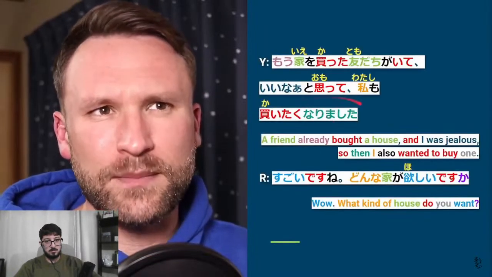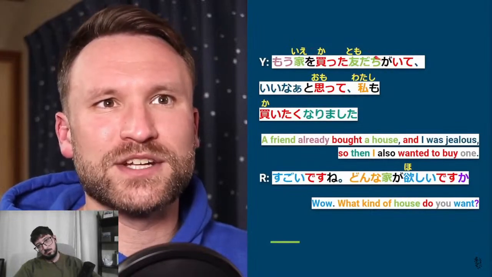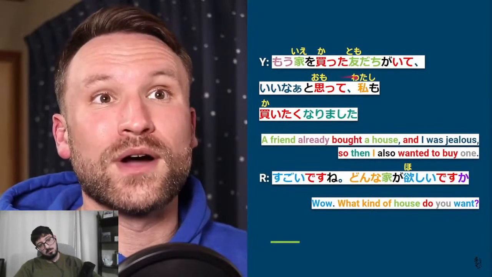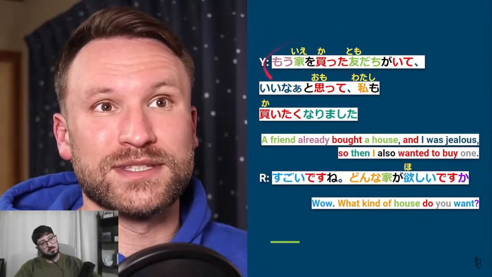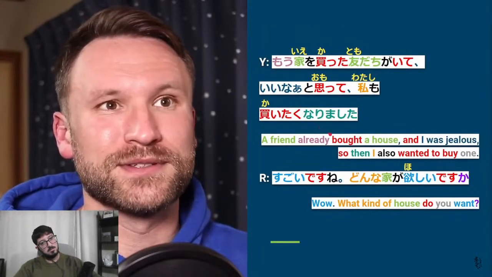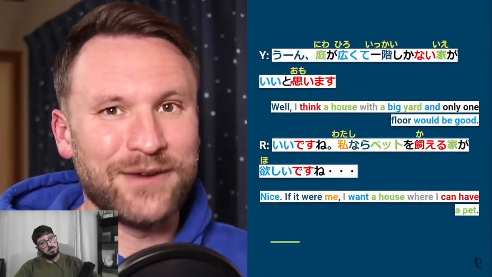One thing, there was a lot of grammar points there. The main grammar point from this section was this right here. もう家を買った友達. That's what's modifying 友達. It's the friend who already bought a house. That's the main part you have to worry about right now. I know there's a lot going on.